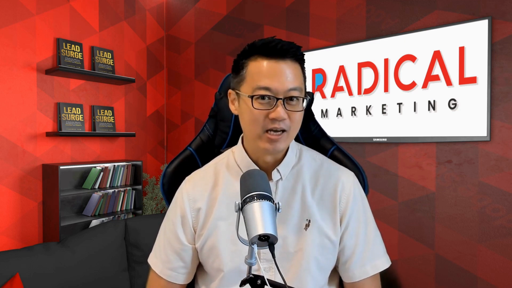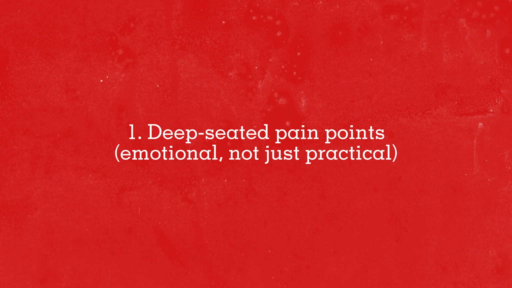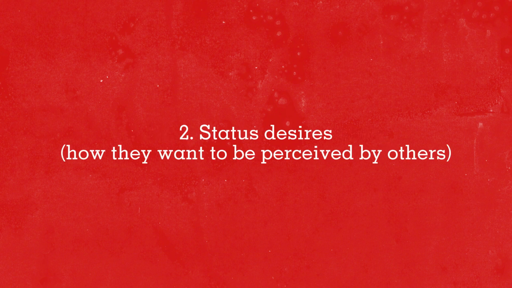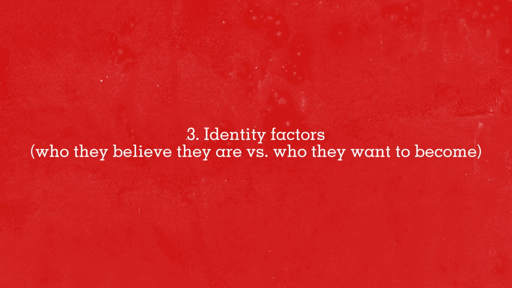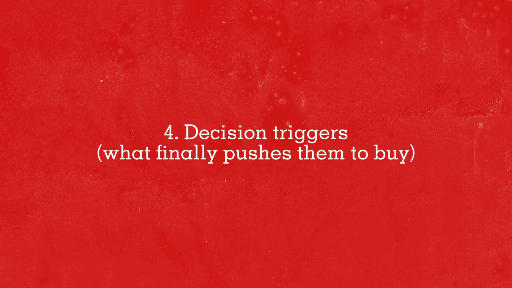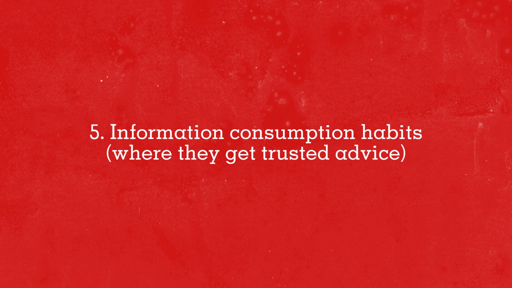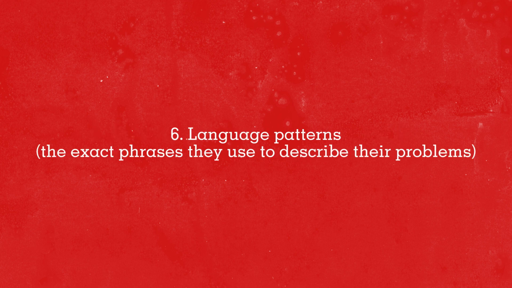A perfect avatar goes beyond demographics to uncover: 1. Deep-seated pain points, emotional, not just practical. 2. Status desires, how they want to be perceived by others. 3. Identity factors, who they believe they are versus who they want to become. 4. Decision triggers, what finally pushes them to buy. 5. Information consumption habits, where they get trusted advice. 6. Language patterns, the exact phrases they use to describe their problems.